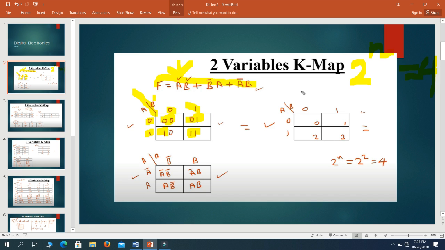What about this one? In this one, from A we are getting 0, from B we are getting 1. So if we merge together, we are getting 0 1. Same goes for this cell. In this cell, A holds a value of 1 and B holds a value of 0. So altogether we have a value of 10.